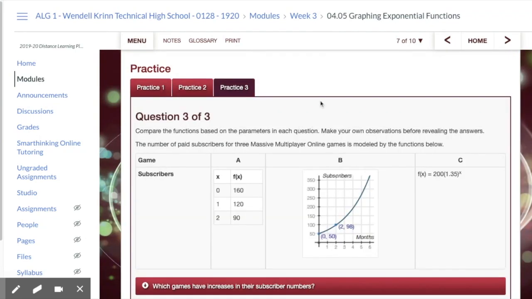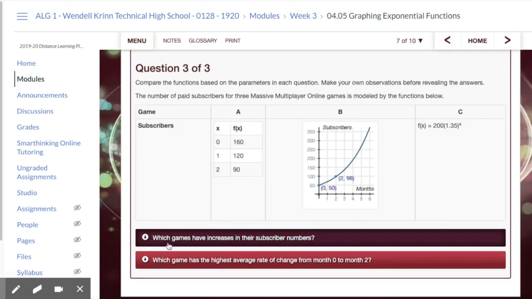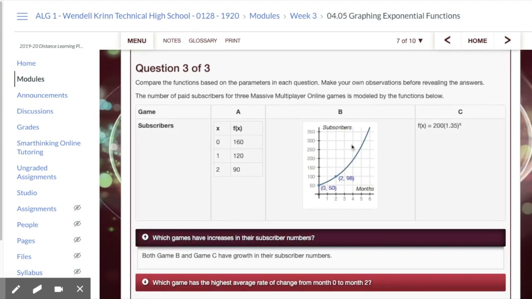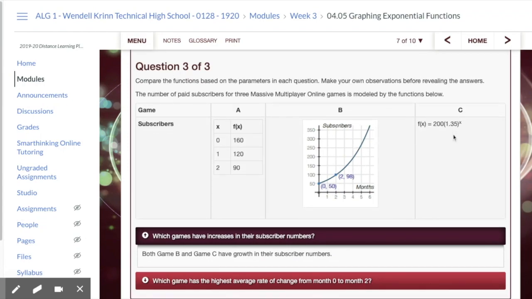And question number 3, we have number of subscribers. So it looks like this is going down, we are decreasing. This one is increasing, and C is increasing as well since it says 1.35, that is greater than 1. Which games have increases in their subscriber number? That's going to be B and C because this is growth going up, and this is greater than 1.